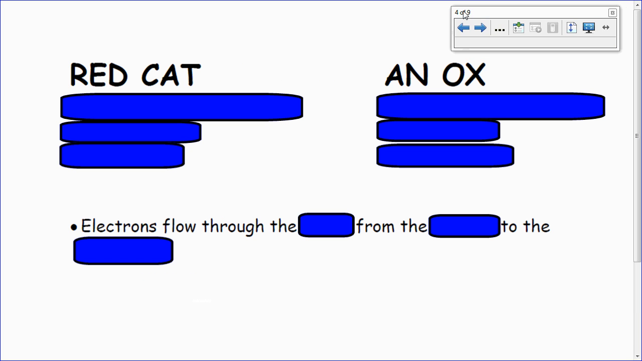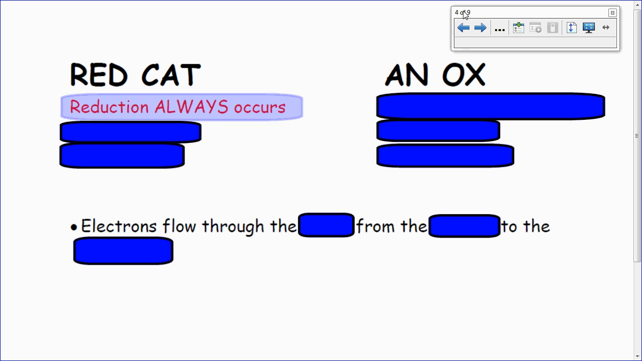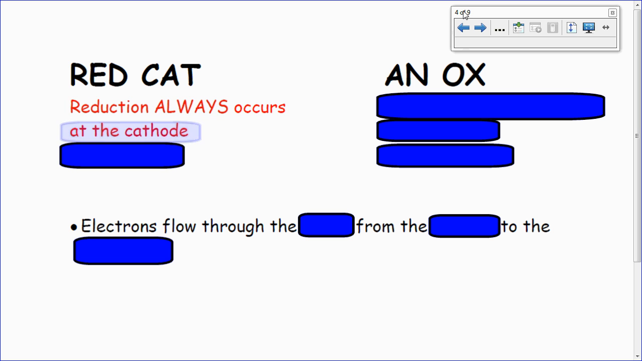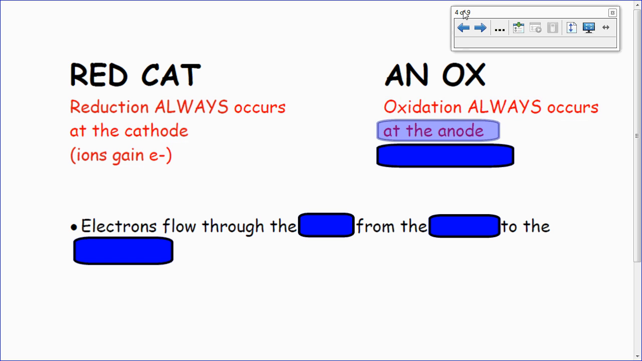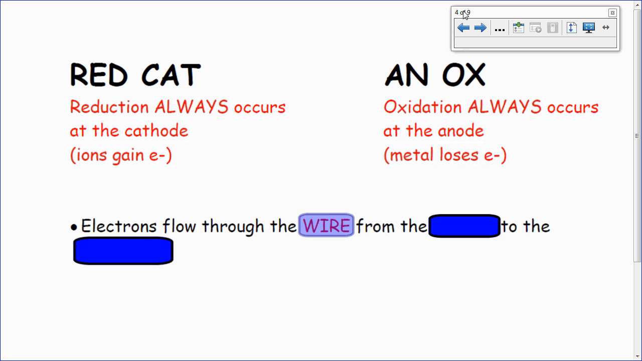How do we remember what happens where in what cell? Well, reduction happens at the cathode, red cat, always at the cathode, and that's where the ions gain electrons. So ions from a solution will gain electrons that are given back to the ions, sorry. Oxidation occurs at the anode. That's where a metal loses electrons. Electrons flow through a wire from the anode to the cathode.